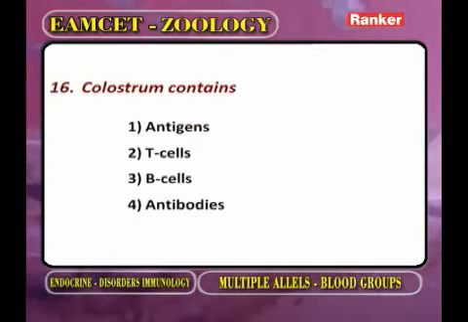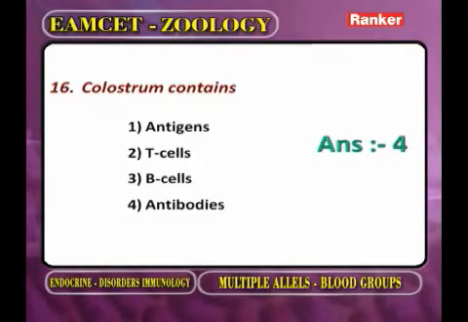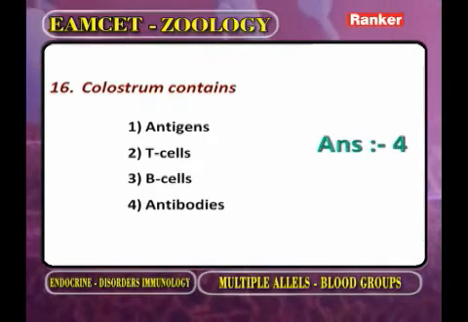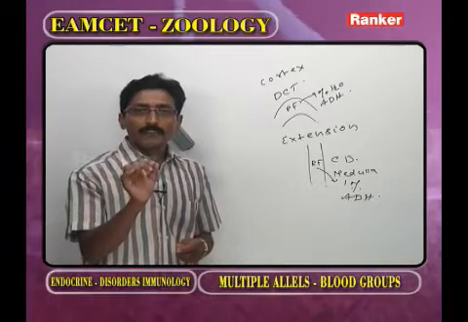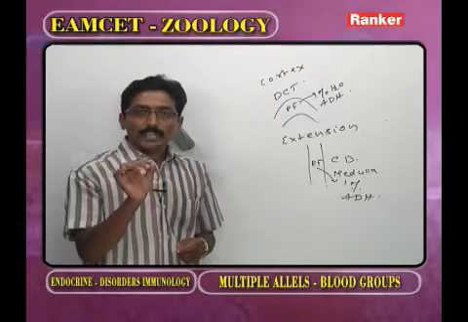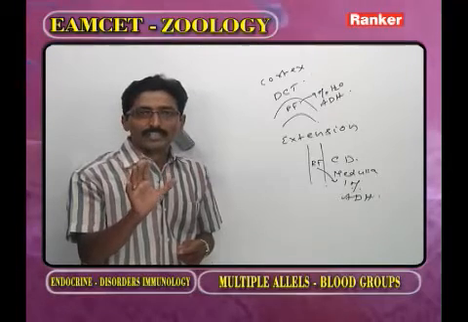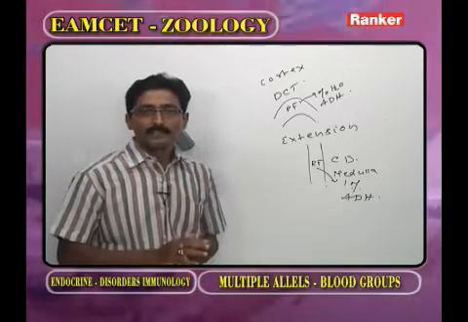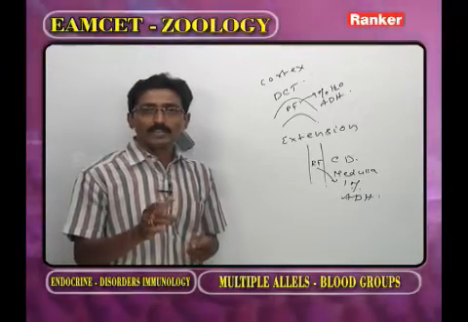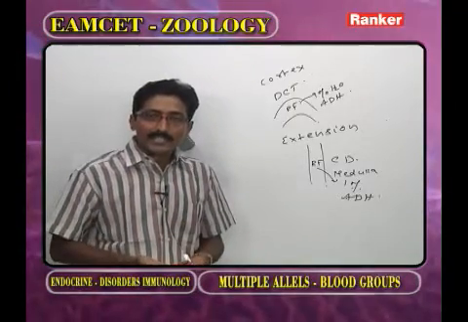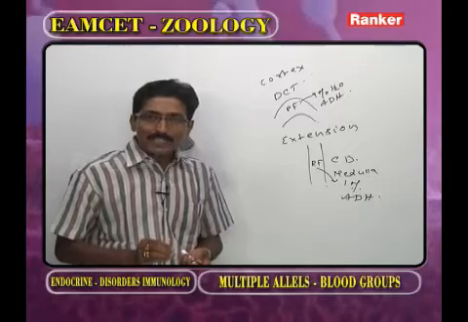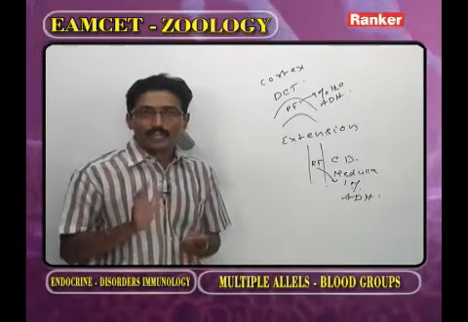The next one is colostrum. What is meant by colostrum? Now, as we observe, the mother after completing the gestation period, in case of female human being, what is the gestation period? 9 months or 275 or 278 days. After completing the gestation period, the mother has to give birth to the young one.